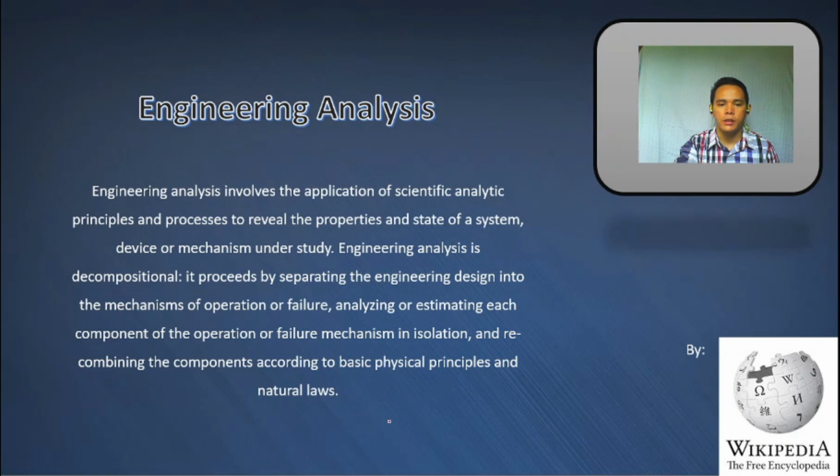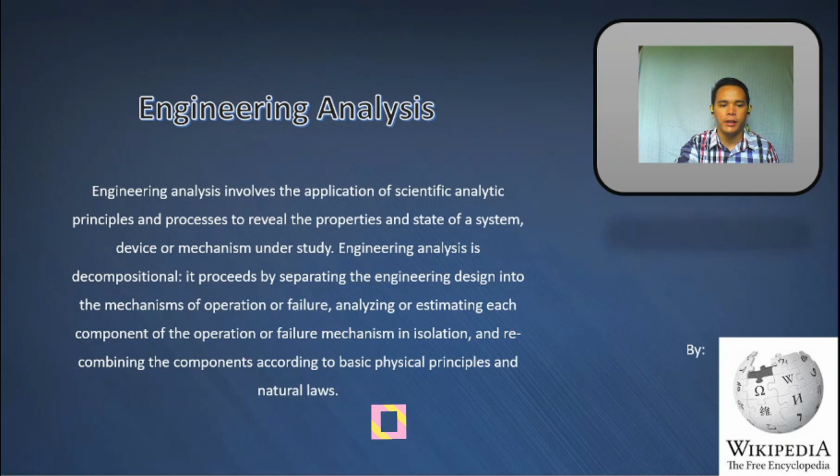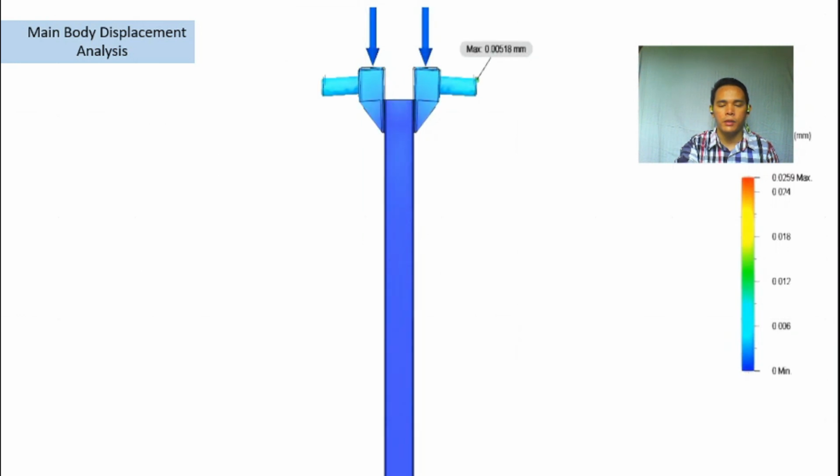So next we go to the engineering analysis. We need engineering analysis because it involves the application of scientific analytics, principles, and processes to review the properties and state of a system, device, or mechanism under study. Engineering analysis is decompositional. It proceeds by separating the engineering design into the mechanism of operating or failure, analyzing or estimating each component of the operation or failure mechanism in isolation, and combining the components according to basic physical principles and natural laws.